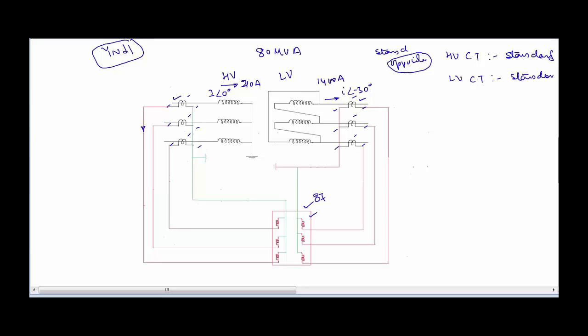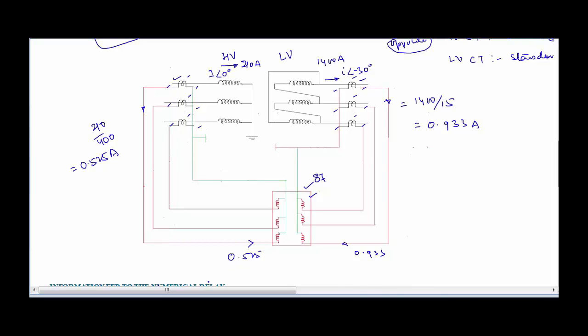So the current that will be coming in this line will be equal to 210 divided by 400, which is approximately 0.525 amperes. And here the current that will be coming in this line will be 1400 divided by 1500, which is 0.933 amperes. So here the magnitude of the current is 0.525, and here the current has a magnitude of 0.933. Now we can see that the relay is measuring a current whose amplitude is 525 milliamperes, and on the other side it is measuring an amplitude of 933 milliamperes.